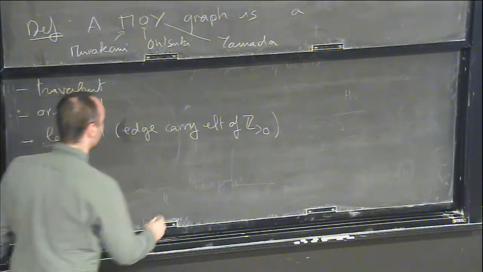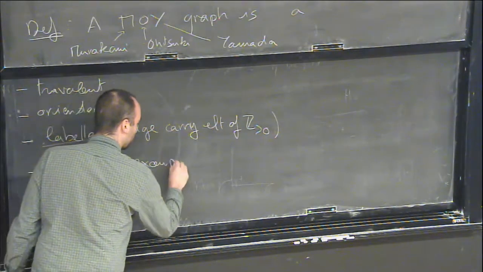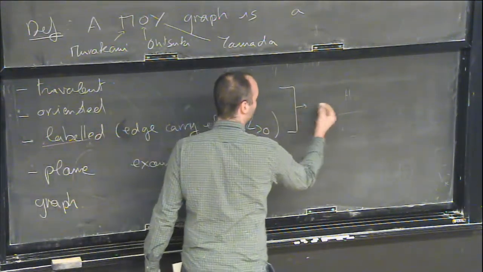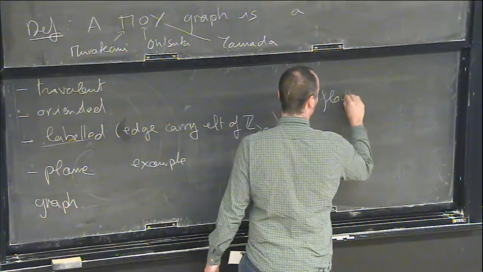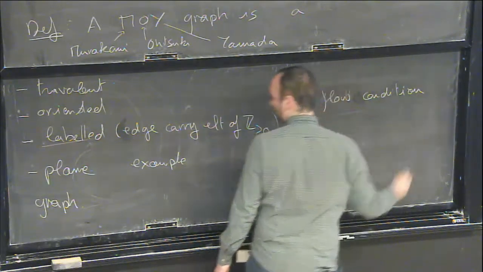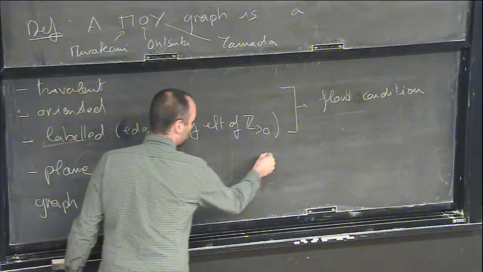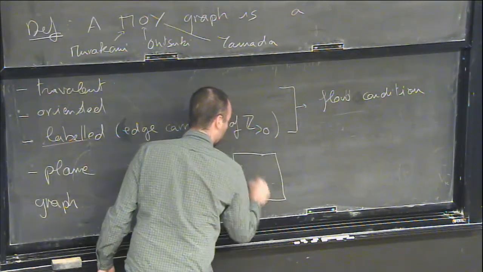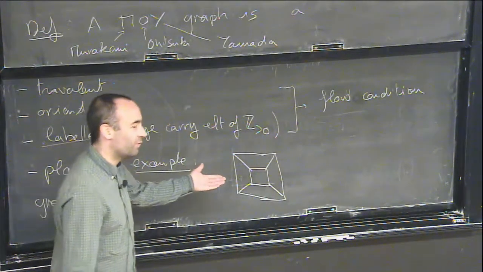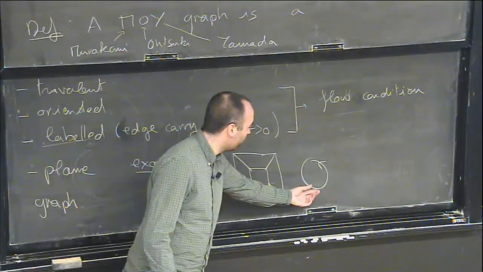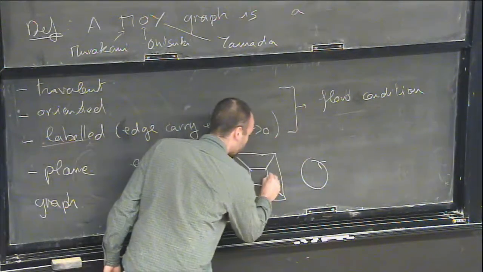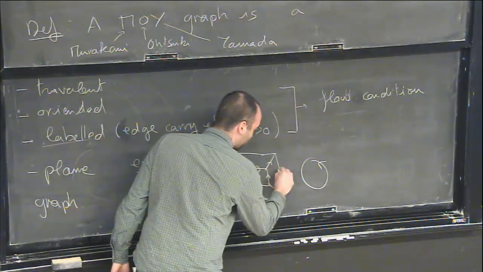So maybe an example. And I should say something. These two things come with a flow condition. But I will make it clear. An example here. So I can take, for example, this is a plane trivalent graph, so no problem. So it doesn't have to be vertex-free loops in my definition of graphs. So I have to put some orientation, and I have a kind of a flow condition.